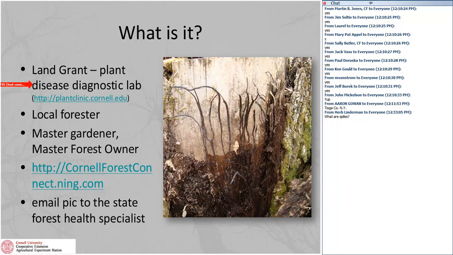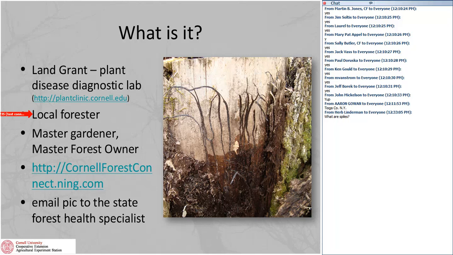So other ways that you can pursue is to talk to a local forester, go to your state agency forester, talk to your consulting forester, talk to your local industrial forester, take a sample with you, take a picture, send them an email, something like that. Most foresters are going to be familiar with most types of problems.